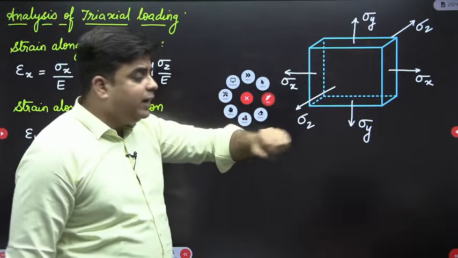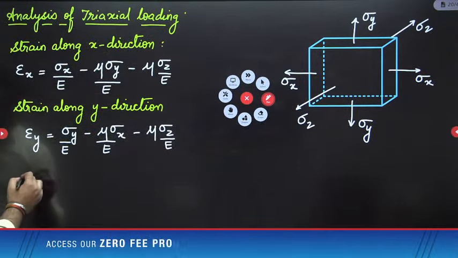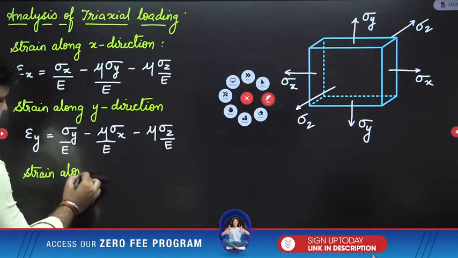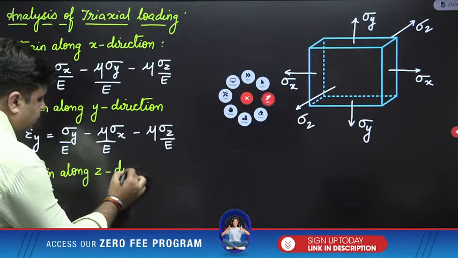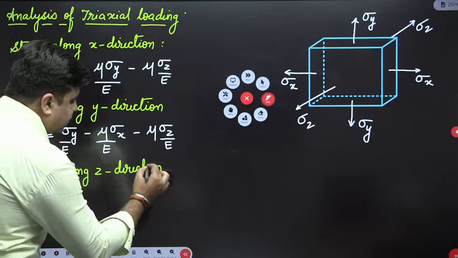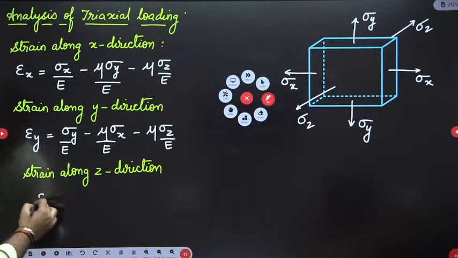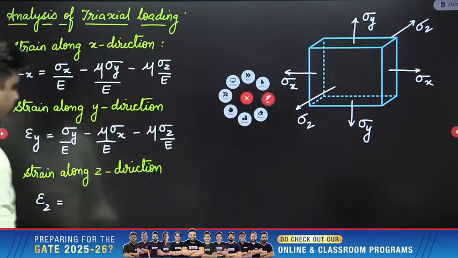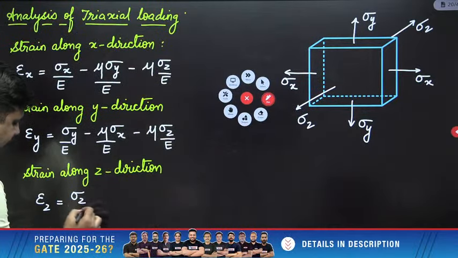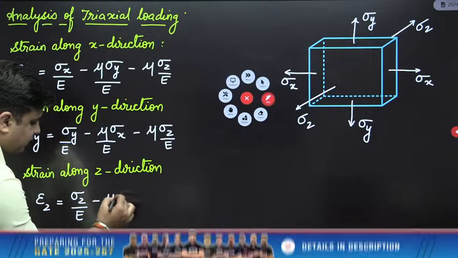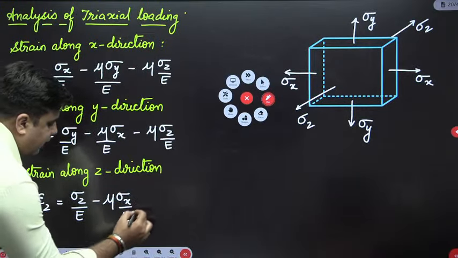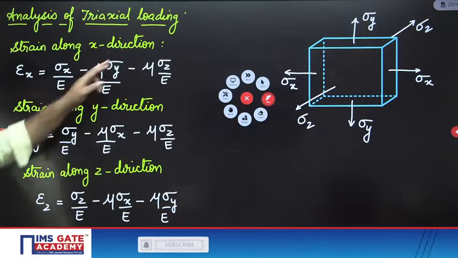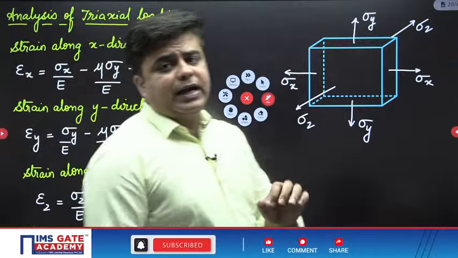Now comes the strain along Z direction. Strain along Z direction, epsilon Z, is equal to, first you observe this sigma Z, so this will be sigma Z by E. Then the Poisson's effect of sigma X, so minus mu times of sigma X by E, minus mu times of sigma Y by E. So this is your strain along X, Y and Z direction.